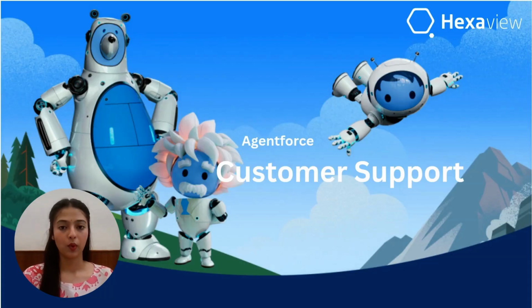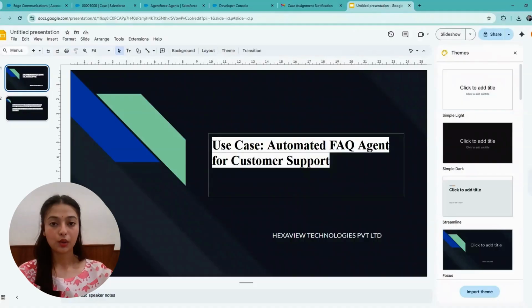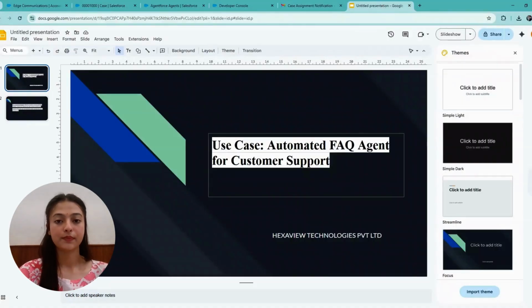Now let's explore how to deliver exceptional services and build strong customer relationships. Today we will discuss the topic Use Case: Automated FAQ Agent for Customer Support. In this topic, we will cover case tracking and case escalation for order tracking.